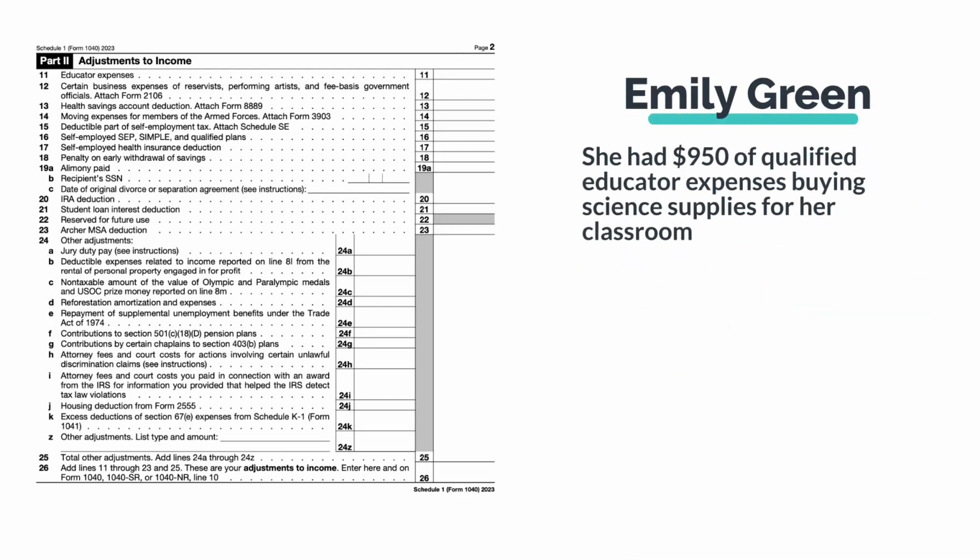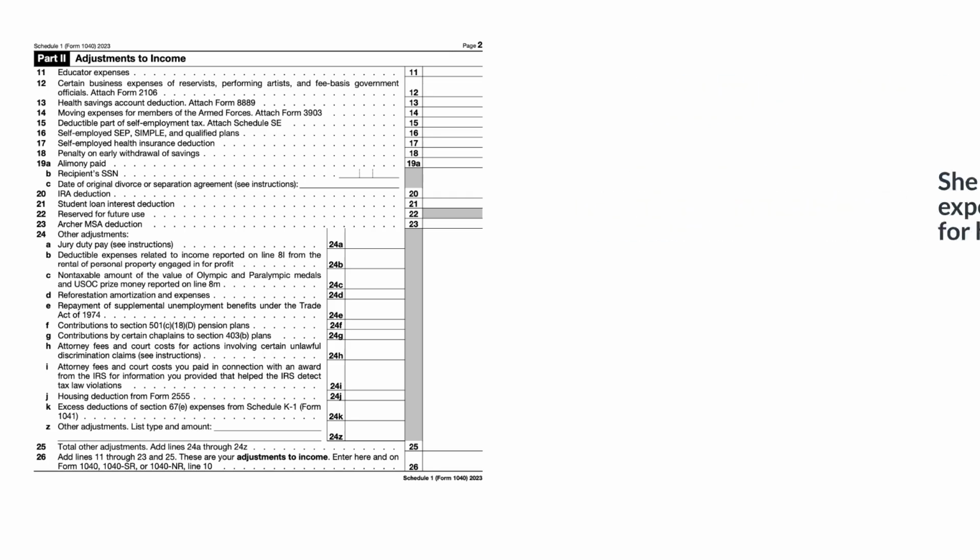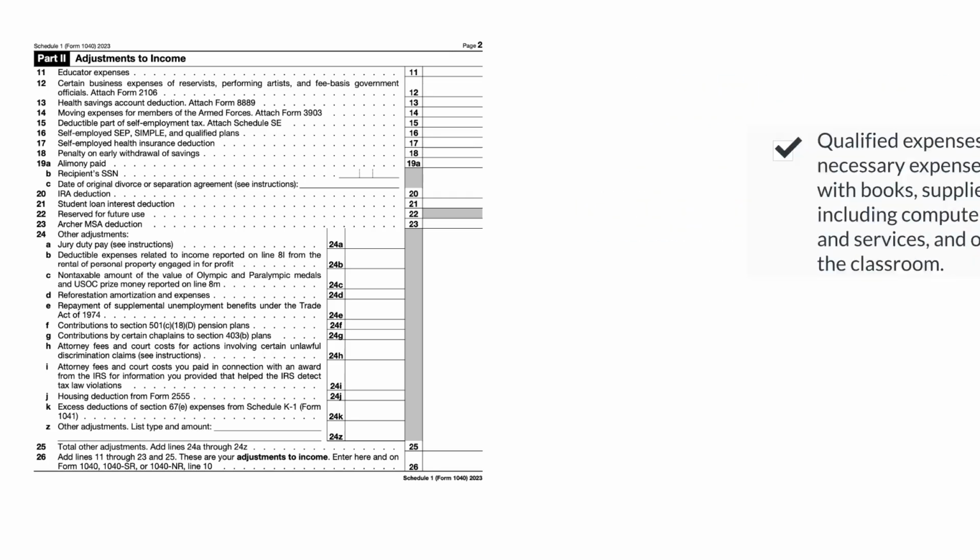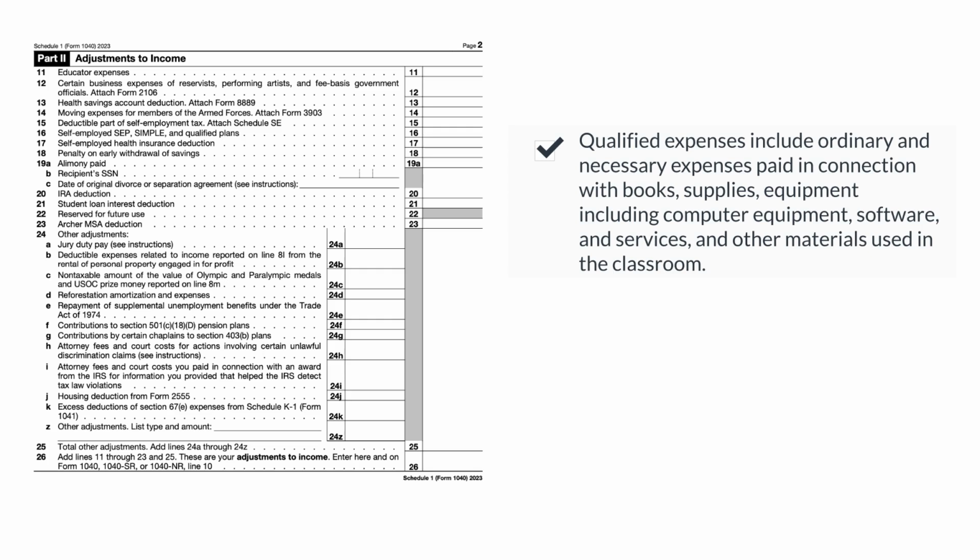We will again be looking at the taxpayer Emily Green. Emily had $950 of qualified educator expenses. Qualified expenses include ordinary and necessary expenses paid in connection with books, supplies, equipment, including computer equipment, software and services, and other material used in the classroom. Because her expenses were for science supplies for her class, she can deduct this on her Schedule 1. However, only $250 of that is deductible, so we will write $250 on line 11 of Schedule 1.